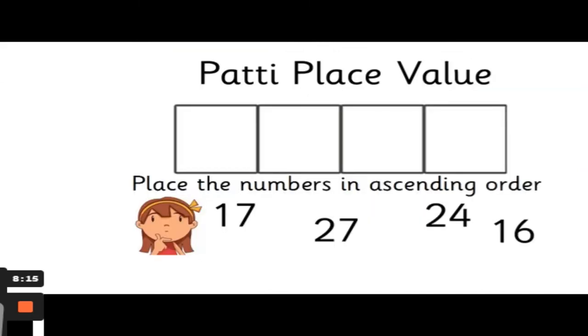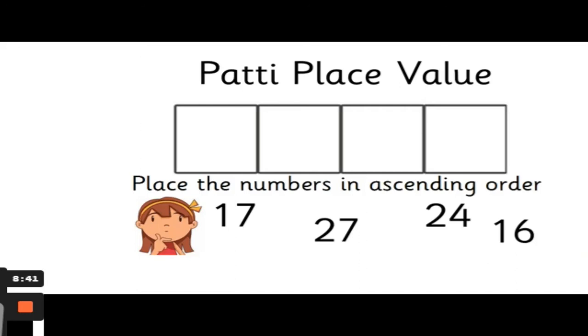So Patti's place value. Patti wants us to put these numbers in ascending order. Remember, ascending means to get bigger. So we're going to start with the smallest number first. The last number is going to be the biggest number. So the numbers we've got today are 17, 27, 24 and 16. Remember that the biggest number is going to be the biggest number of tens and the biggest number of ones.